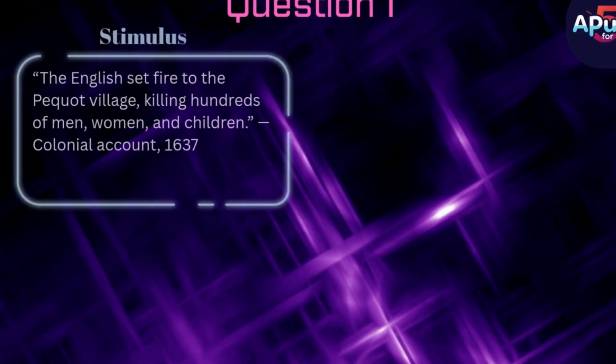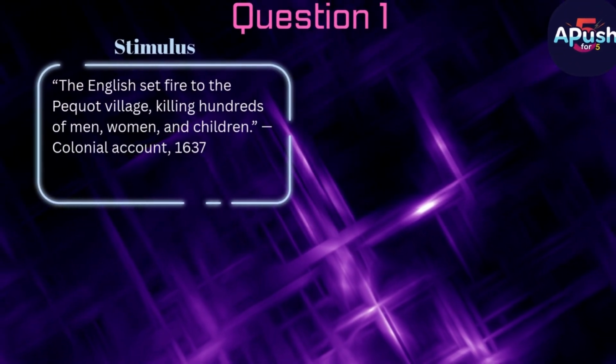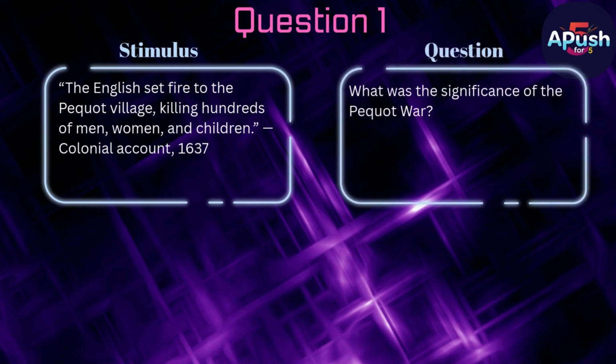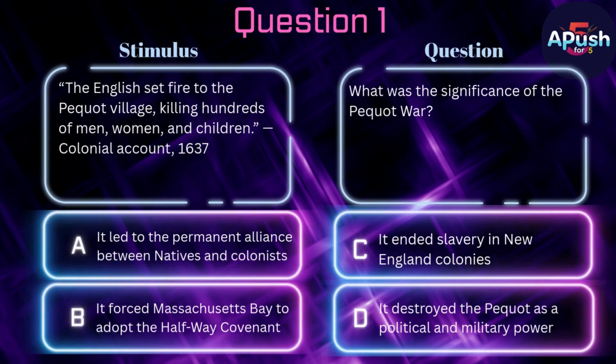Question 1. Stimulus. The English set fire to the Pequot village, killing hundreds of men, women, and children. Colonial account, 1637. Question. What was the significance of the Pequot War? A. It led to the permanent alliance between natives and colonists. B. It forced Massachusetts Bay to adopt the Halfway Covenant. C. It ended slavery in New England colonies. D. It destroyed the Pequot as a political and military power.